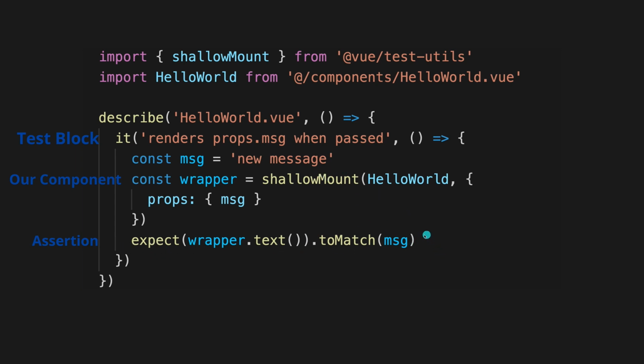And this right here is an assertion. So we're expecting that the text inside of this component matches this. And this is either going to return true or false. If it returns false, then it's going to fail. If it returns true, then it's going to pass. So that right there is pretty much it.